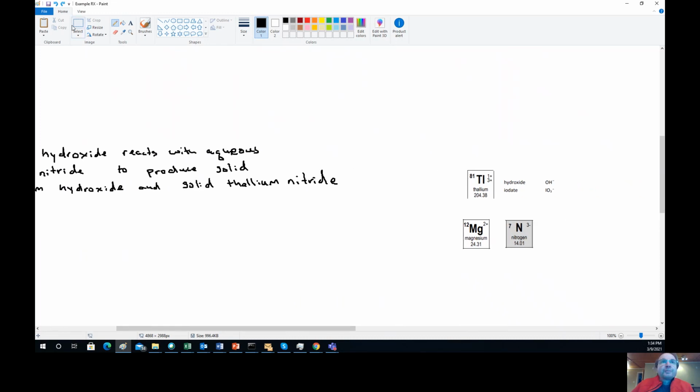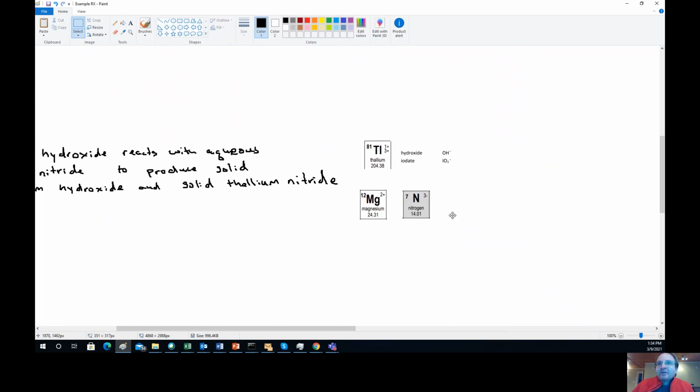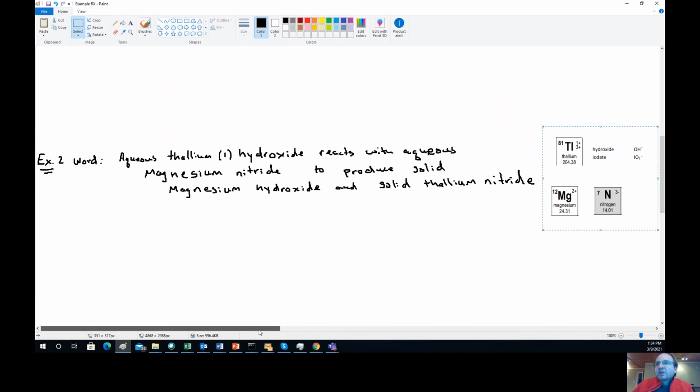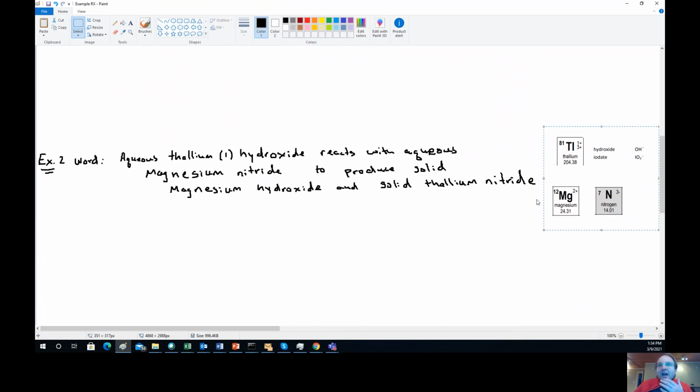I'm going to pull it over, though. Here's all the key stuff you've got to find on your periodic table for this. Thallium, the hydroxide, the magnesium, the nitrogen, which of course is nitride when we change its name because it's ionic.